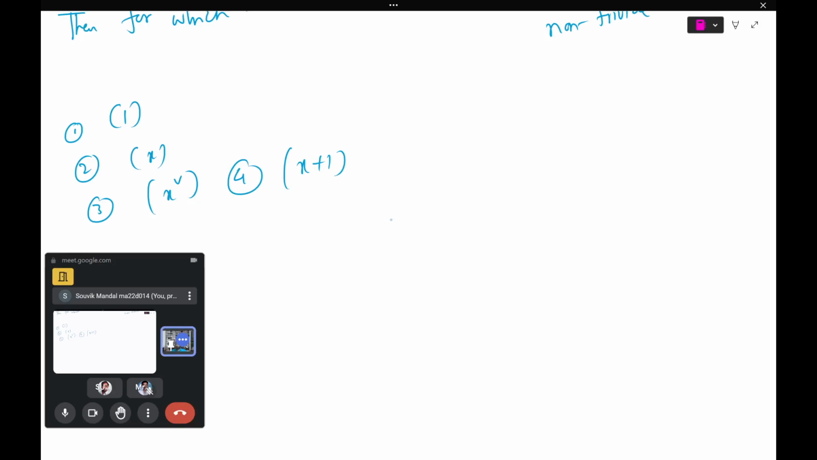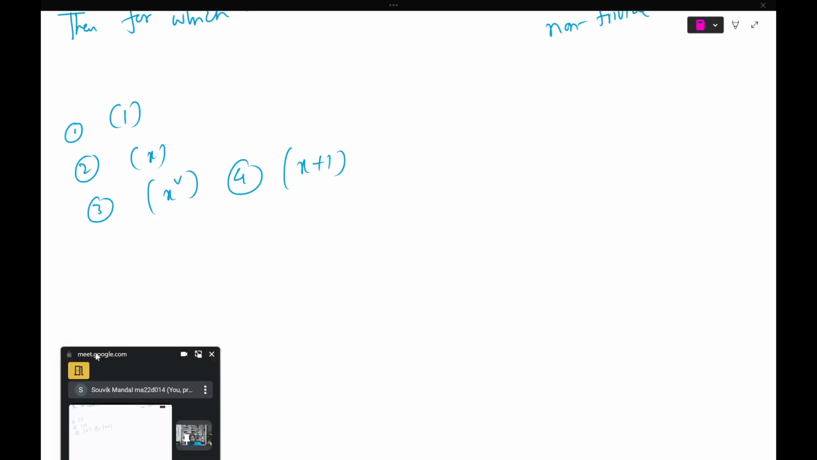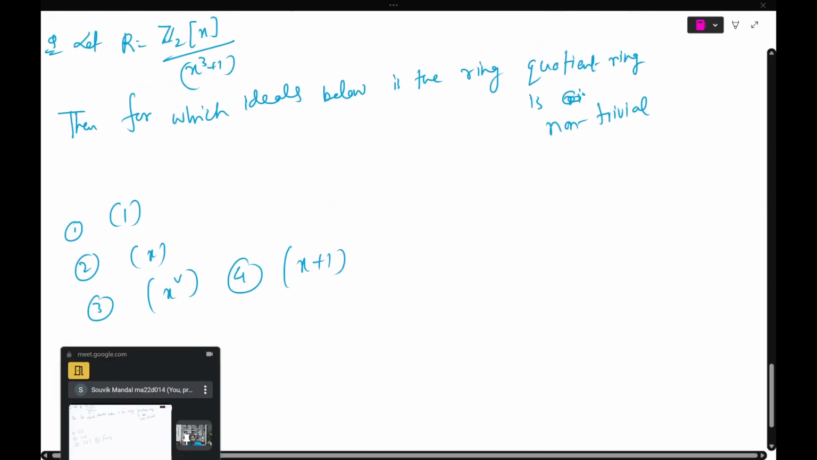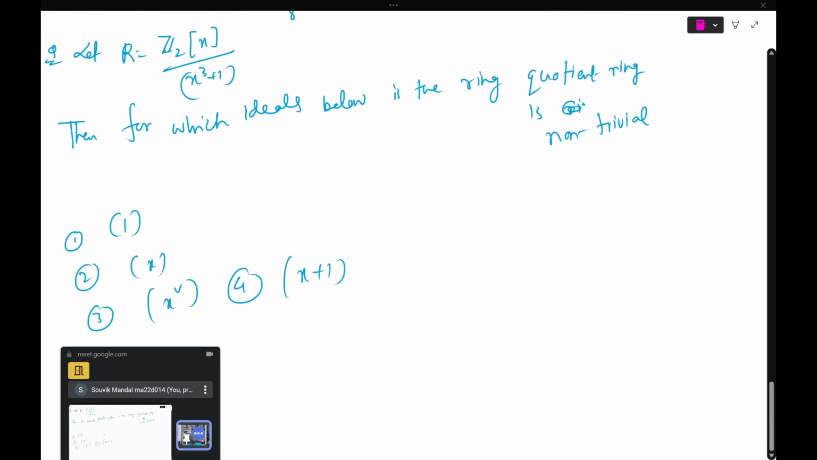Think about it. So R is given. You need to check by quotienting out through which ideal the given thing will be non-trivial. I mean non-zero, that's all. Non-trivial means non-zero. You need to check that.